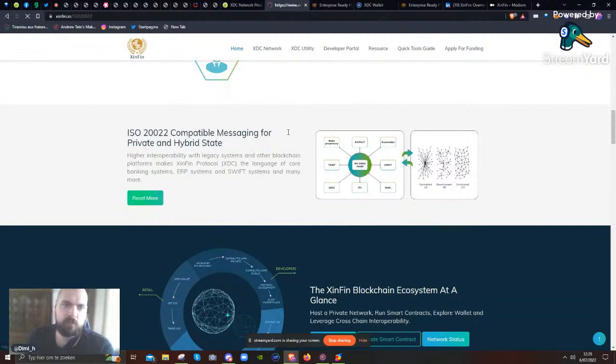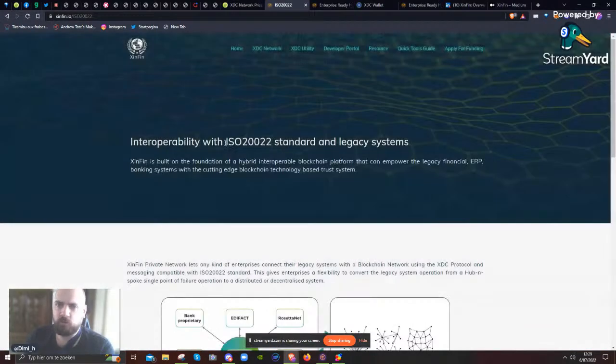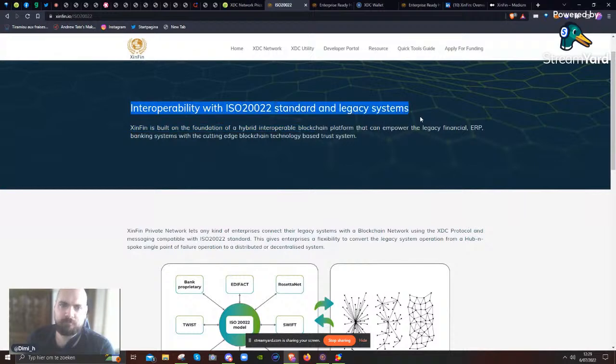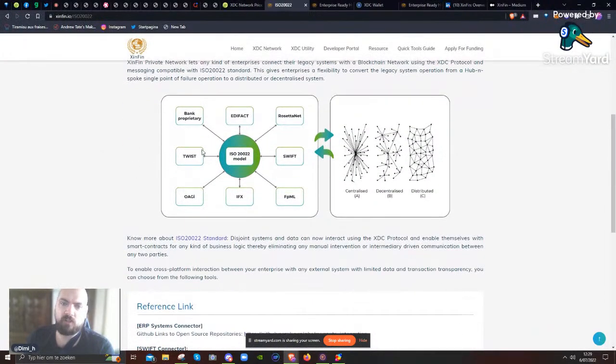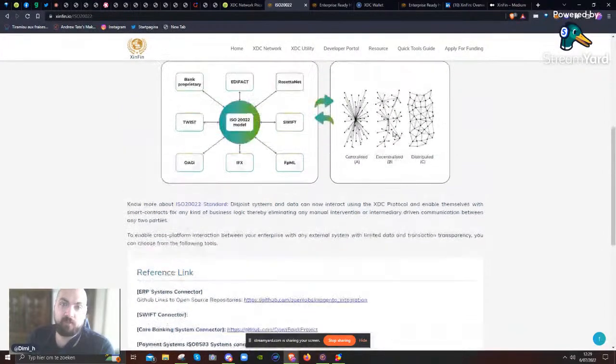Yeah, let's read up on that ISO 20022. But legacy system operation from a hub and spoke single failure operation to distributed and decentralized. That's the explanation of how a blockchain system works. So the difference here, centralized, that's the ISO 20022 model, and that's how decentralized and distributed. That's the basic model here, explanation. That's what you have with blockchain here, decentralized and distributed.